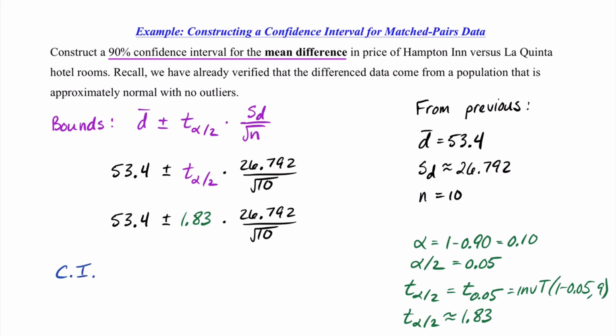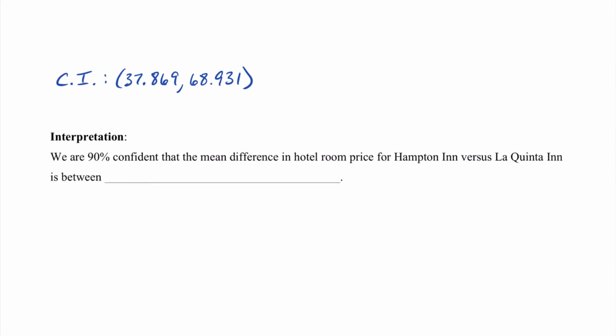Substituting our value of t sub alpha over 2 into our formula, we end up with a confidence interval with a lower bound of 37.869 and an upper bound of 68.931. And that means we're able to articulate our interpretation. That is, we are 90% confident that the mean difference in hotel room price for Hampton Inn versus La Quinta Inn is between $37.87 and $68.93.